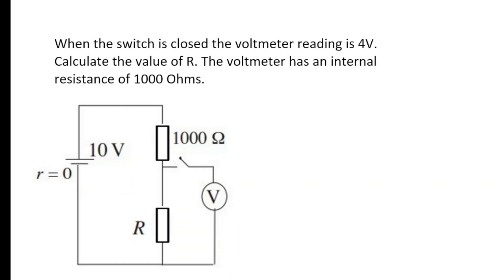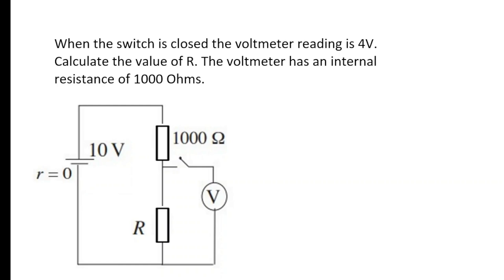Let's do another A-level physics exam question today. Here you can see a circuit with a 10 volt power supply, internal resistance is 0, and a 1000 ohm resistor and an unknown resistor capital R and a voltmeter connected in parallel with it. When the switch is closed, the voltmeter reading is 4 volts. Calculate the value of capital R.